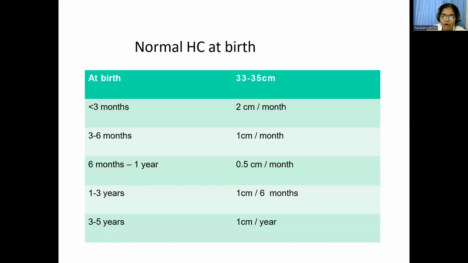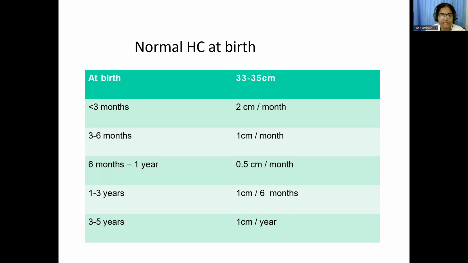So this is the normal head circumference at birth. The expected head circumference at birth is 33 to 35 centimeters. At less than 3 months, the growth rate is around 2 centimeters per month. At 3 to 6 months, it is 1 centimeter per month. And 6 months to 1 year, it is 0.5 centimeters per month. At 1 to 3 years, 1 centimeter for every 6 months. And 3 to 5 years, it is 1 centimeter per year.